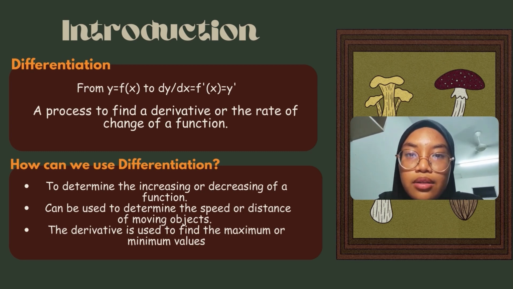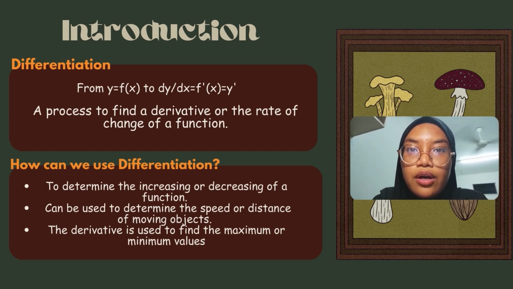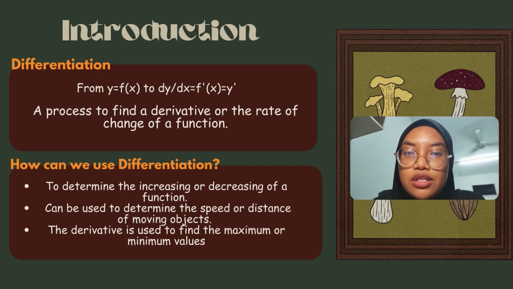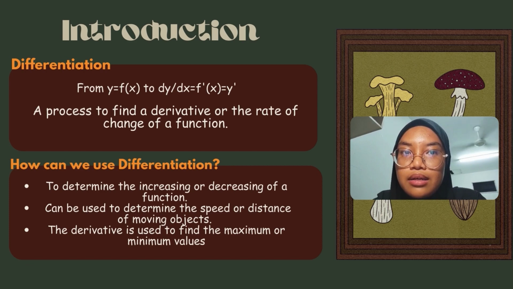I'm going to talk about the introduction for application of maximum and minimum. First of all, we have to know what is differentiation. Differentiation is a process to find a derivative or the rate of change of a function. So how can we use differentiation? We can use differentiation to determine the increasing or decreasing of a function. Besides that, it can also be used to determine the speed or distance of a moving object.